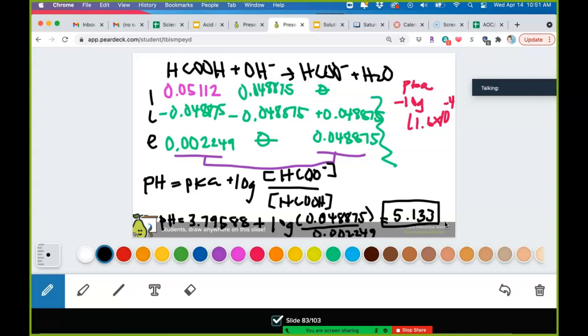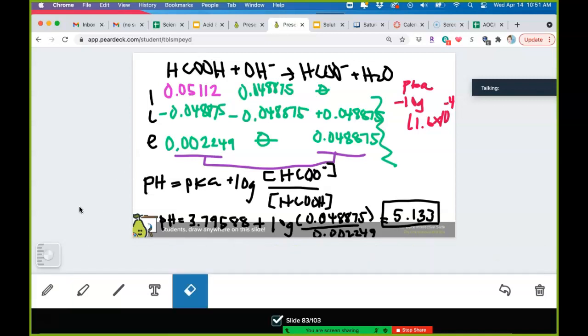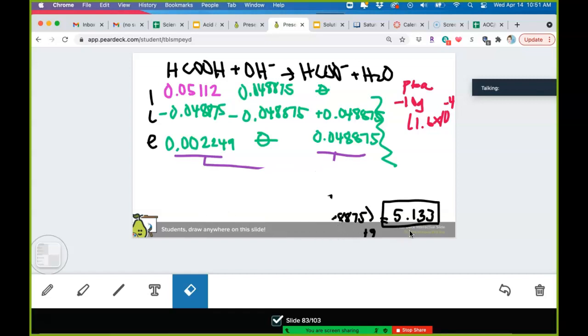Now, I did tell you that you could use the Ka expression to do this. So if you feel comfortable with the Henderson-Hasselbalch, you don't need to listen to me right now. Okay? How would that work? Well, this is how it would work. I'm not going to change anything up there, because the Henderson-Hasselbalch is derived from a Ka expression.